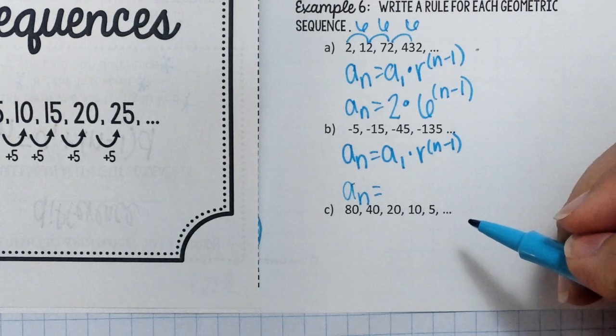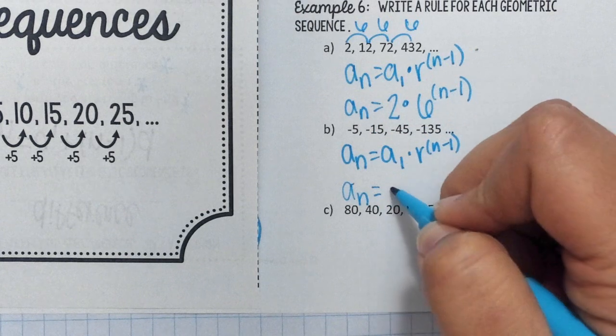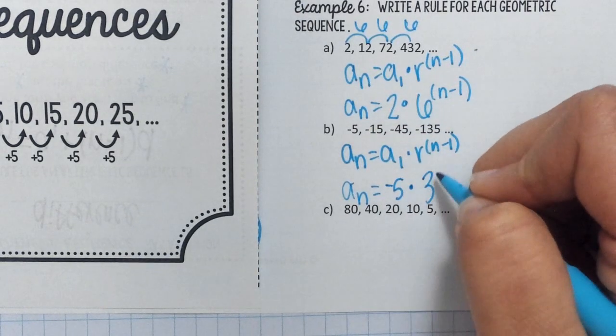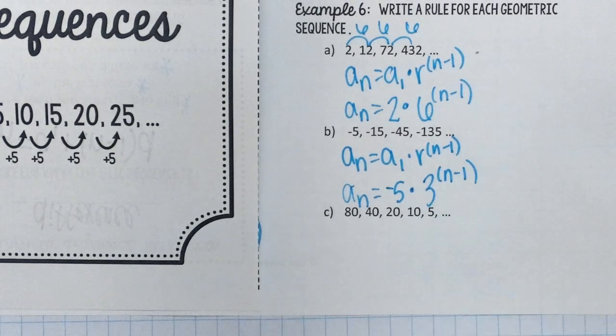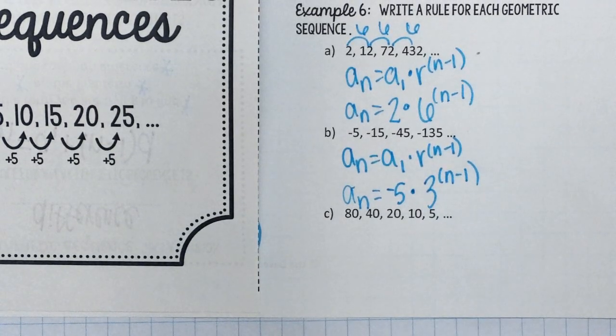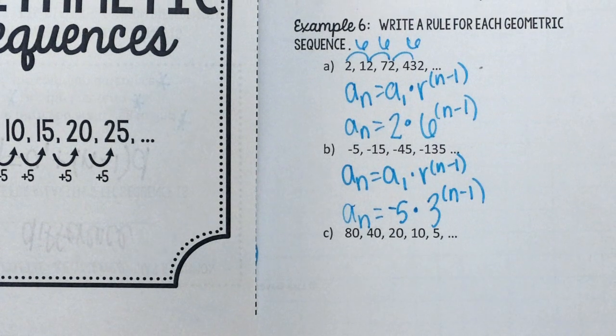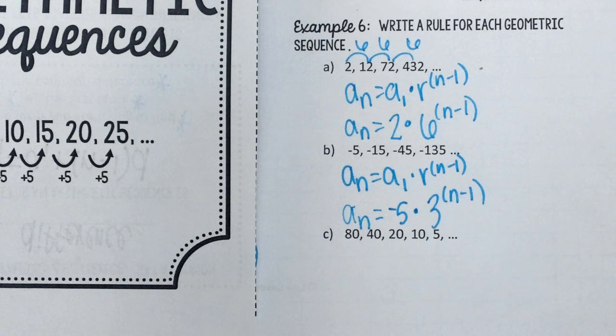I'm sorry. Thank you. Alright, what's the first term? -5. And what's the common ratio? Times 3 to the n minus 1. Now, how did we get 3? Negative 15 divided by -5. So that's positive. Both of y'all take a point, Gryffindor and Ravenclaw. -15 divided by -5, -45 divided by -15, -135 divided by -45, all gives you 3.